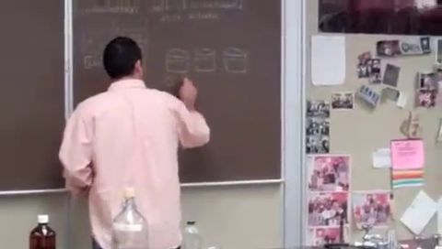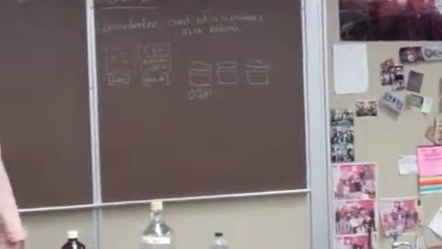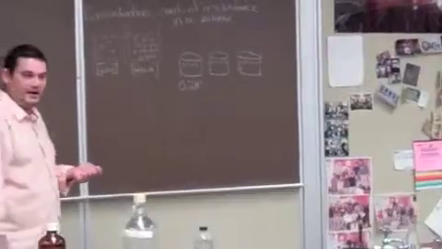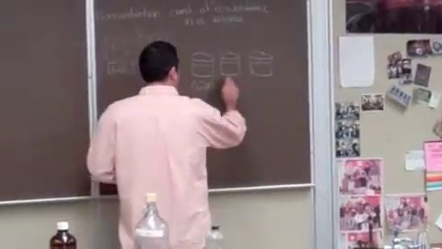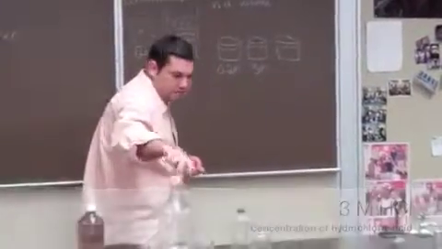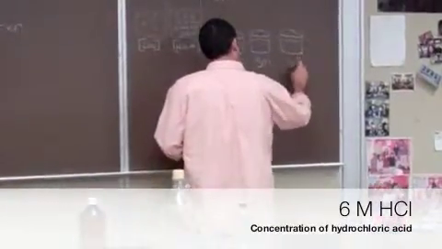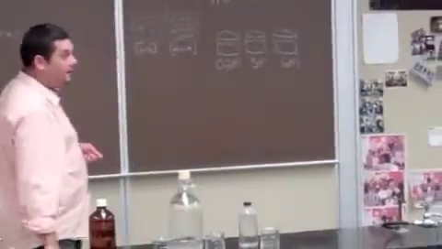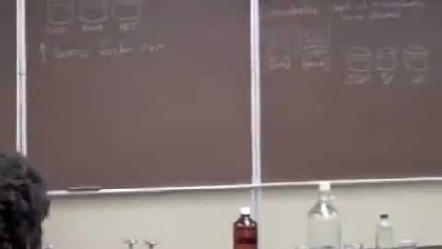The first beaker has 0.2 molar hydrochloric acid. That's just a way of measuring concentration. This is 3 molar, right? And this is 6 molar. That means this one's the most concentrated, and that one's the least concentrated. And to each one I'm going to add a piece of chalk.